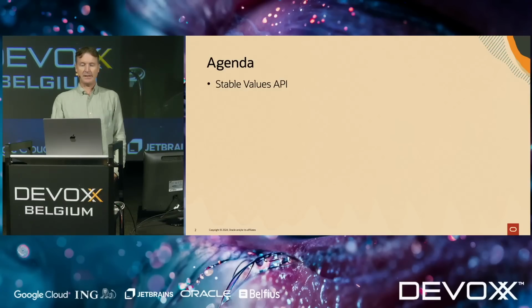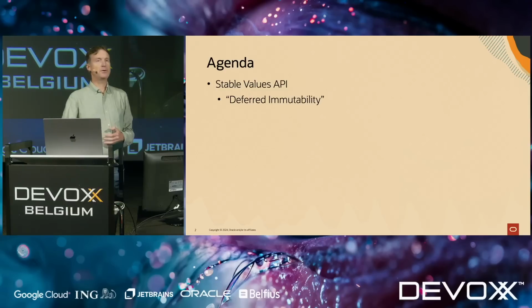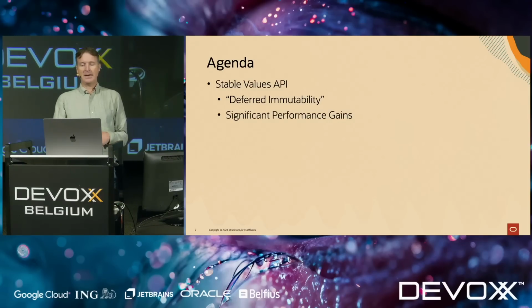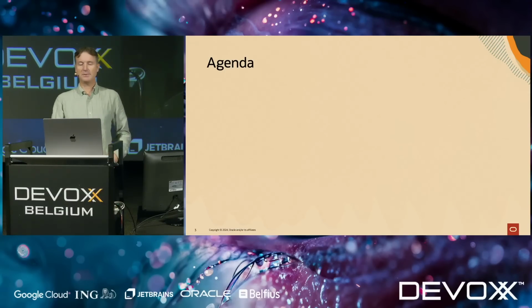So the agenda today is to talk about StableValues, which is something that is called deferred immutability. And it will give you significant performance gains under certain circumstances and less verbose code. So that's kind of two things at the same time.